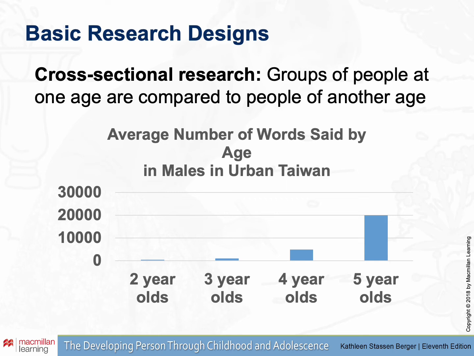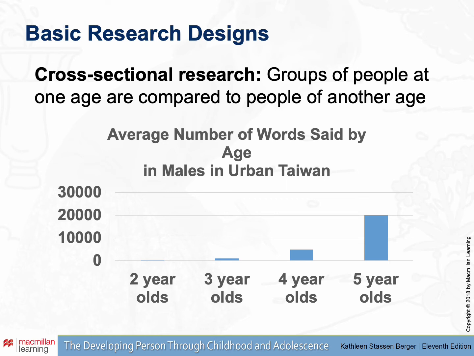This is when you recruit different groups of people of different ages. You're recruiting them all at the same time. So in August of 2020, this researcher wanted to recruit 2-year-olds, 3-year-olds, 4-year-olds, and 5-year-olds for their study on language development in males in urban Taiwan. You'll notice that the age groups are on the bottom, on the horizontal axis. Those are your independent variables, the age of the children.